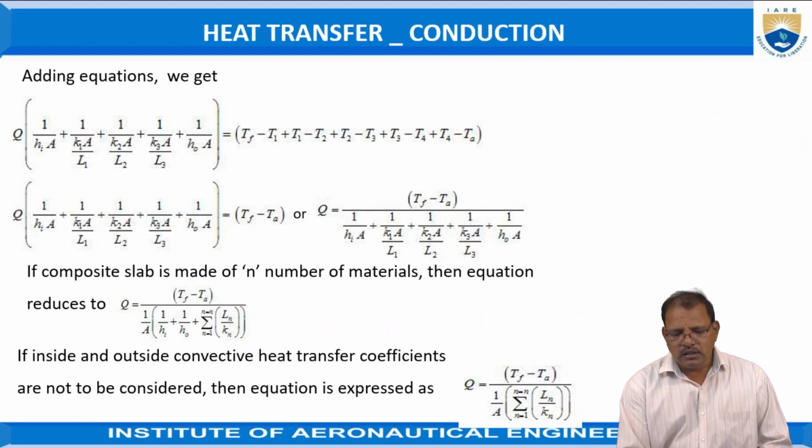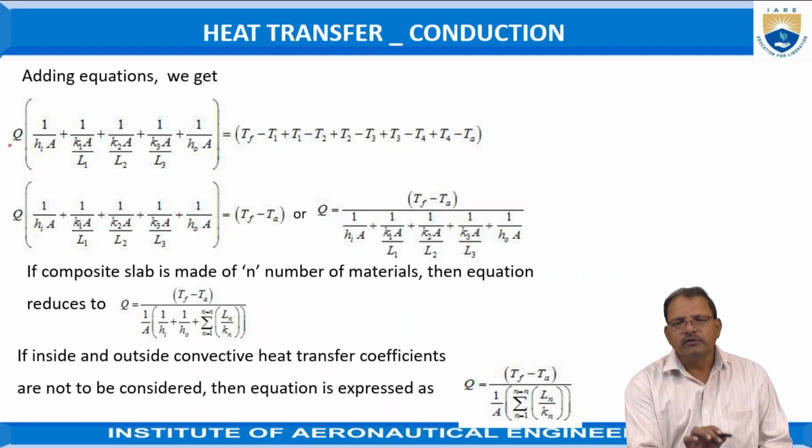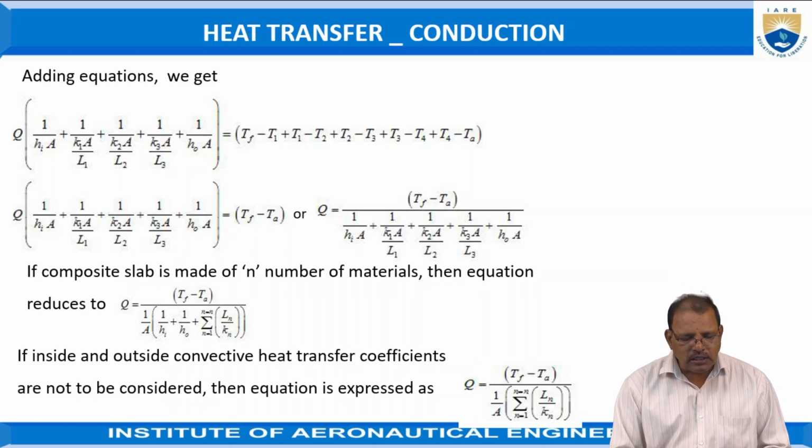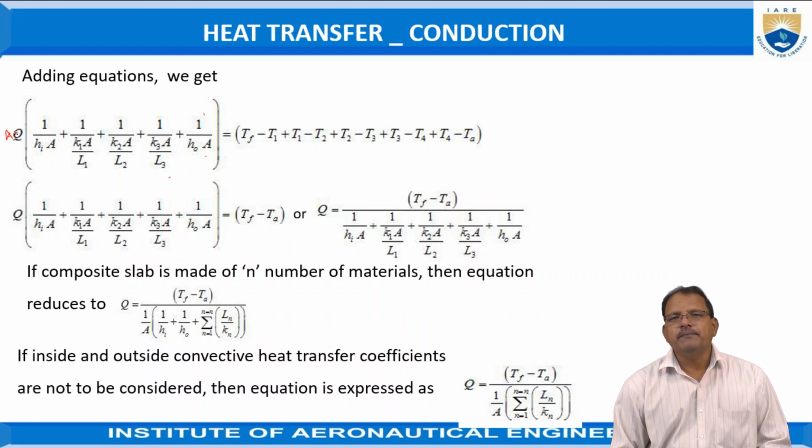Finally, towards the right side, Tf minus T1 plus T1 minus T2 plus T2 minus T3 plus T3 minus T4 plus T4 minus T alpha is equal to Q into, where Q is the common term. A is also common now. Hence, the remaining values are 1 by Hi plus L1 by K1, L2 by K2, L3 by K3, plus 1 by H0, with A as a common term, times Q.